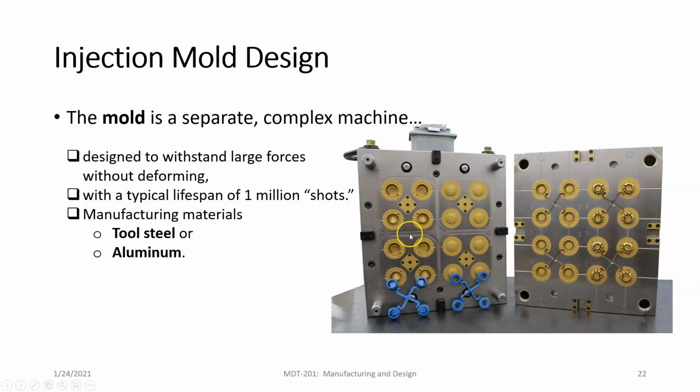Typically, they're made out of hardened material, tool steel, or in some cases, they're made out of aluminum, but aluminum is going to degrade faster than tool steel. It would be a cheaper mold, but it's not going to last as long.